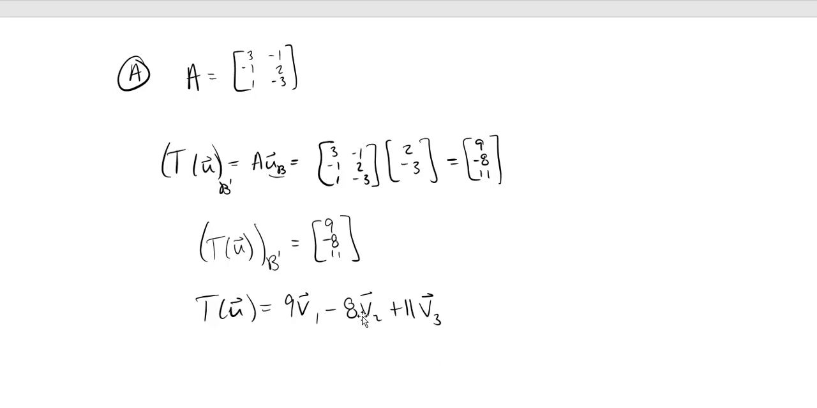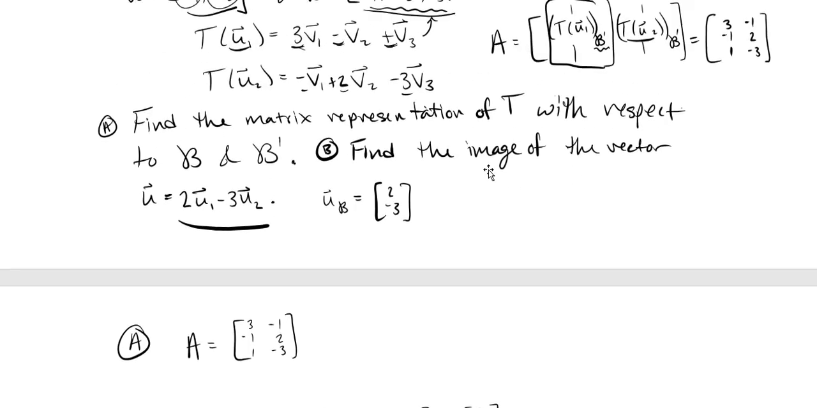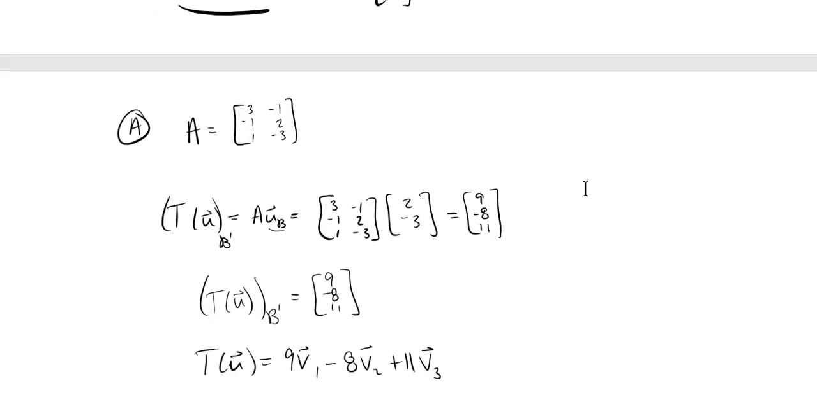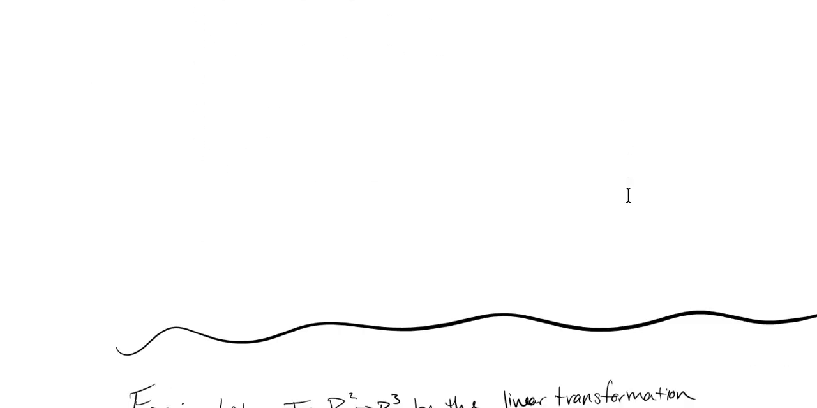Okay, so we found the image of u under this transformation. I guess that was our part B here. I did that, kind of jumped the gun. That was part B that we did. Okay, so let's move on.